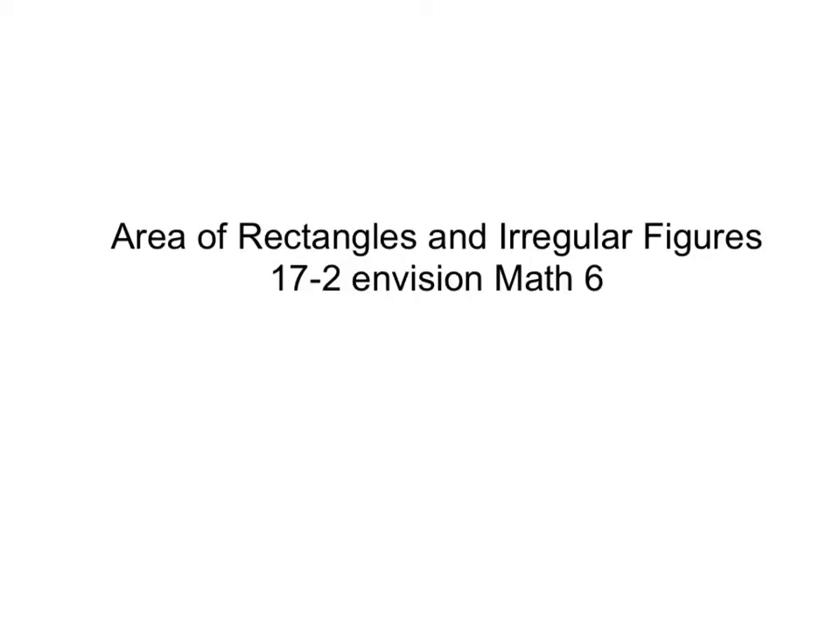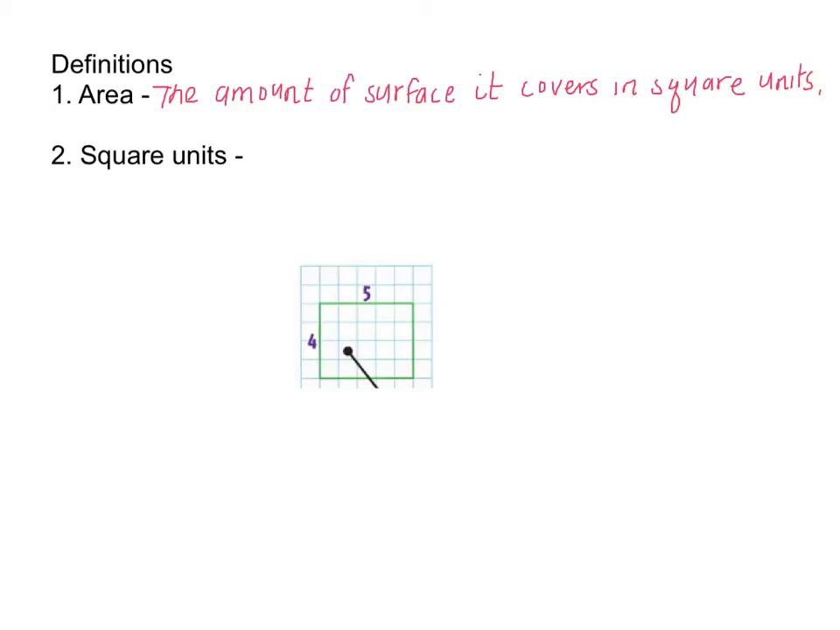Area of rectangles and irregular figures. Topic 17-2 from Envision Math 6. Our first definition is for area. Area is the amount of surface it covers in square units.